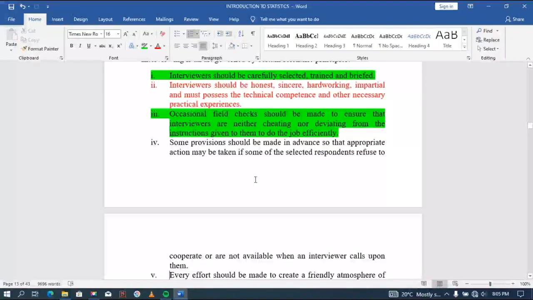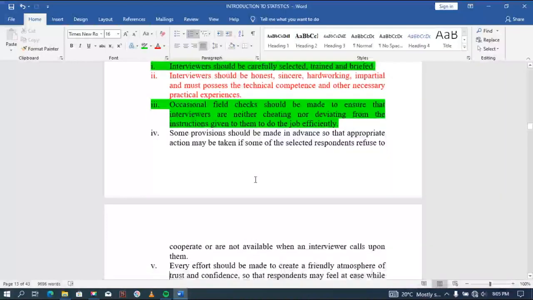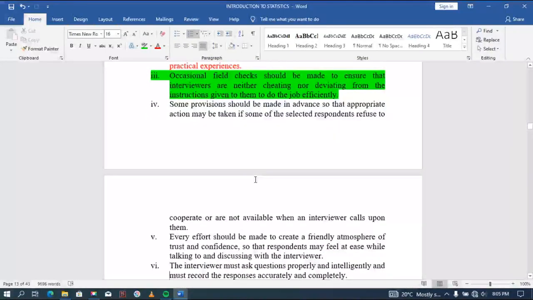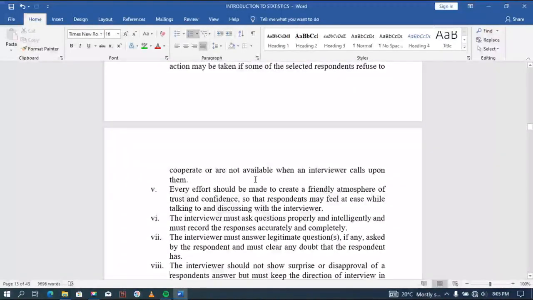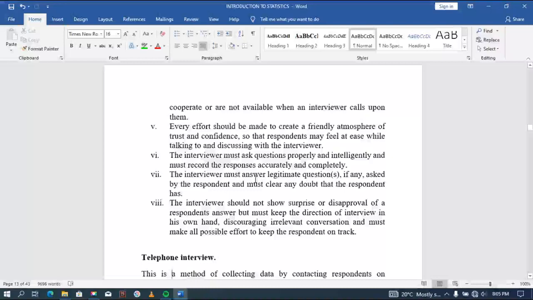Then we have some other key factors that an interviewer should possess for a successful interview. So I request you to read through them given that you have the handouts. So we'll go through them.